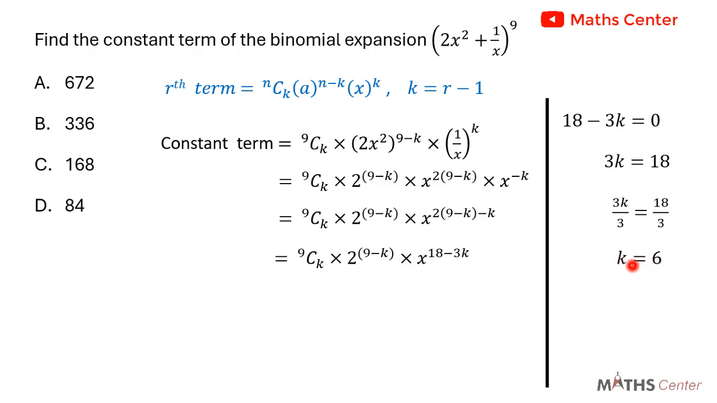This means that for the constant term, k is 6. So we will substitute that here. K is now 6. We have the value of k. And so this becomes 9 combination 6 times 2 exponent 9 minus 6 times x exponent 18 minus 3 times 6. 9 combination 6 is 84. 9 minus 6 is 3.